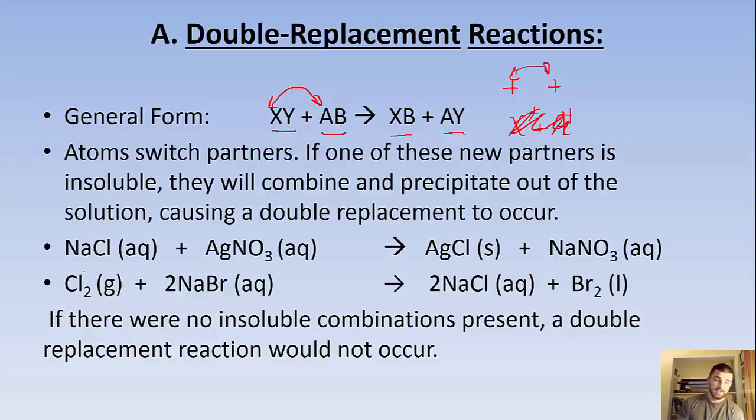All right, so here's some chemical equations. We got Na with Cl and we got Ag with NO3. And now they're going to do the old partner switch. The Na and the Ag plus are going to switch spots and you get new products.